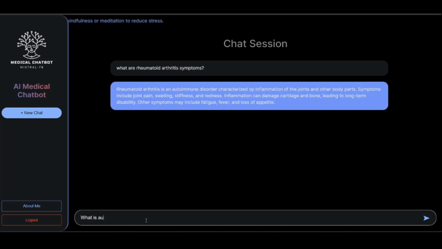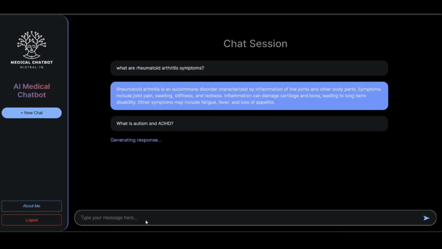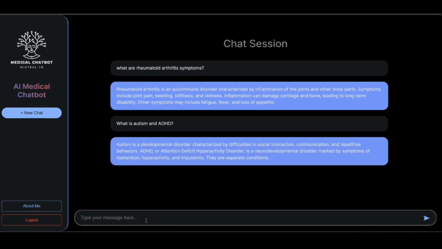Moving to the second question, what is autism and ADHD? We've tried different models to try and reduce the time to generate the answer, but 15 to 20 seconds comes out to be the average of every generated answer. So we have the answer for the second one also. These are pretty concise.